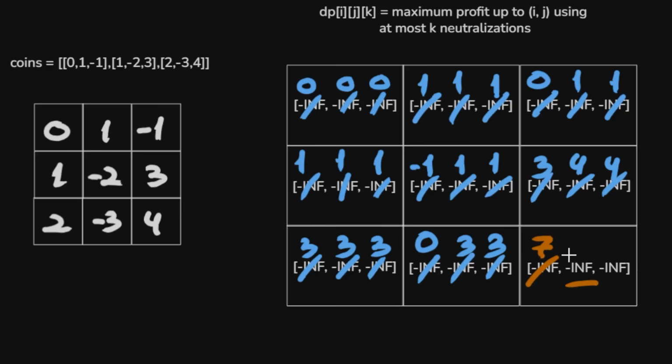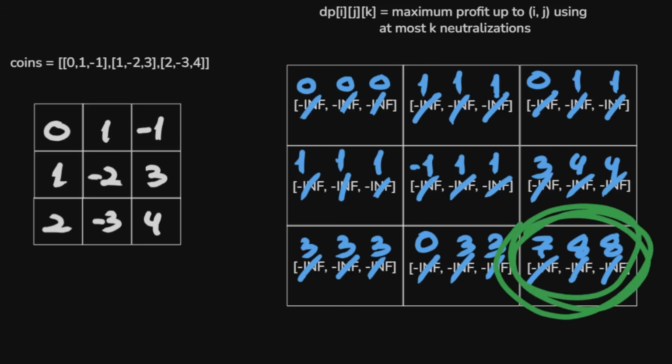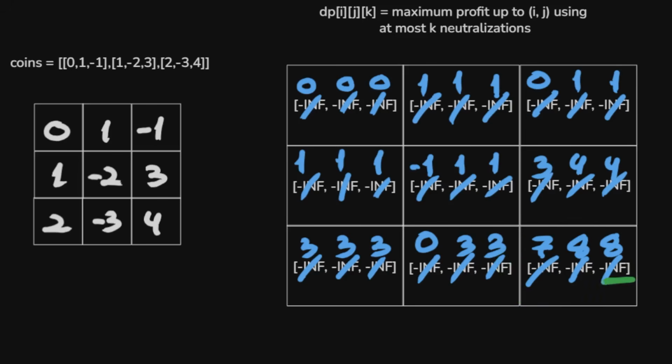What if we have 1 neutralization available? Regarding this cell, we take 4 plus 4, which is 8. Regarding left, we take 3 plus 4, which is 7. The maximum is 8. And here, the maximum between 4 plus 4, meaning 8, and 3 plus 4 is 8, so this is 8. So we need to return the maximum profit up to the destination using at most 2 neutralizations. This is the result.